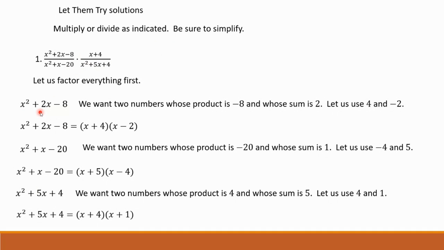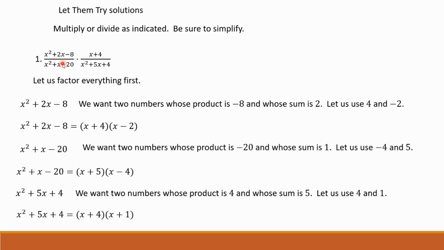From there, what we get is 4 and negative 2, right? Their product is negative 8. The sum is 2. So because of that, we get this is equal to this. We're just factoring. I know in the other examples, I multiplied first, but if you multiply or factor first, it really doesn't matter that much because we're going to have to simplify anyway.